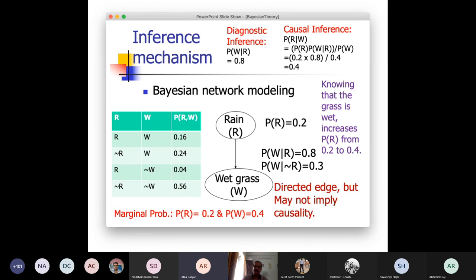Right. So knowing that the grass is wet increases the probability of rain. That is also another way of interpreting. Normally the marginal probability of rain is 0.2, but if you know the grass is wet, then the probability that it rains is higher. So all these are corroborating with our intuitions.